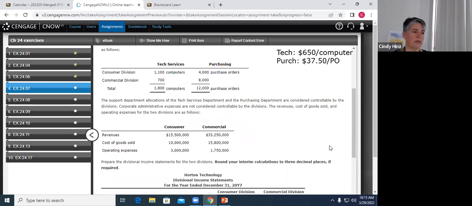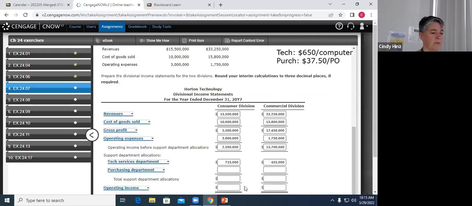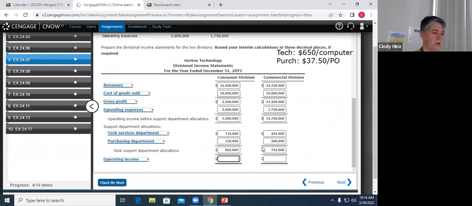And then we do the same thing for the purchasing department. So go ahead and do that based on the 4,000 purchase orders in the consumer division and 8,000 within the commercial division. And the last step then of this report is to subtract the total support department allocations from the operating income before support department allocations.